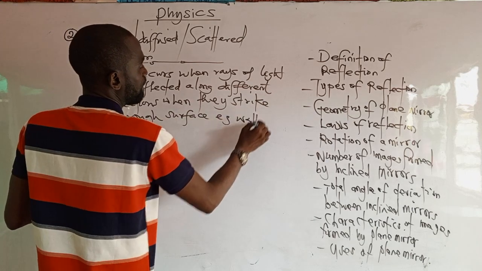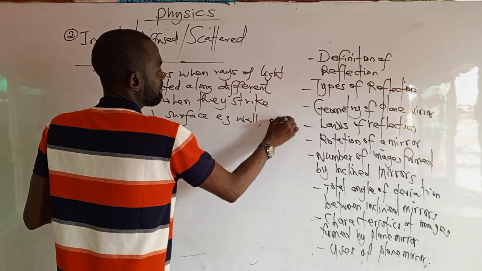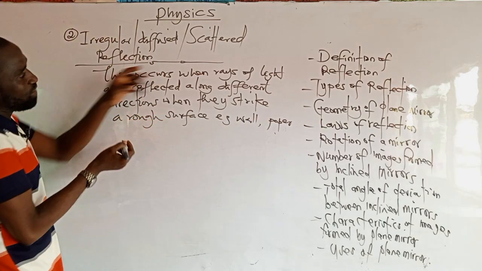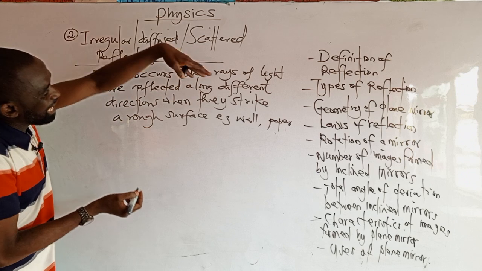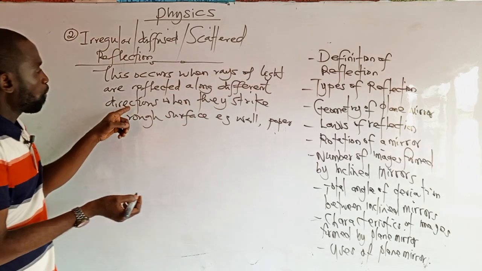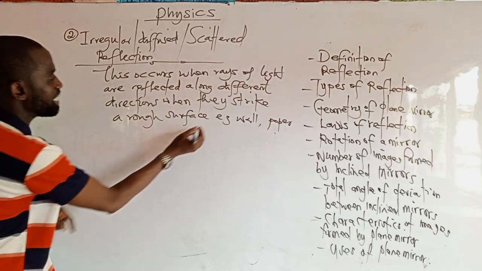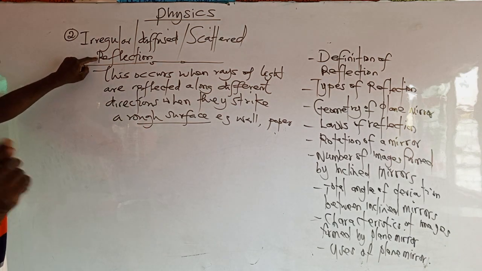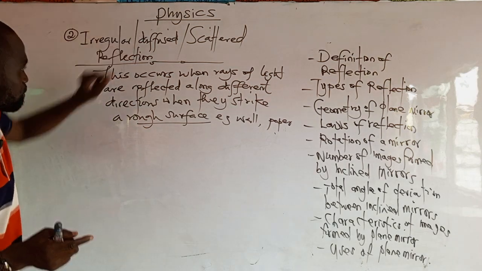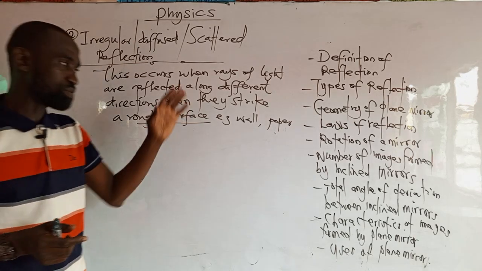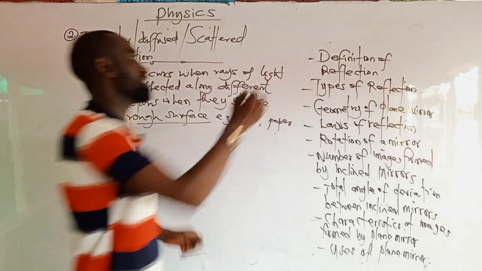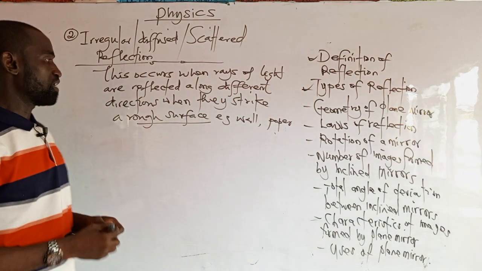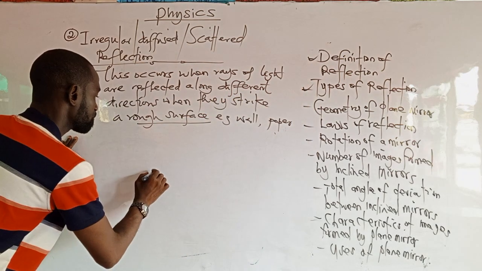So e.g. wall or paper. These are rough surfaces, okay? So when rays of light are reflected along different directions when they strike a rough surface, we have irregular reflection, or we can call it diffuse reflection, or scattered reflection. So we are done with the first one. This is a type of reflection. So look at this diagram.